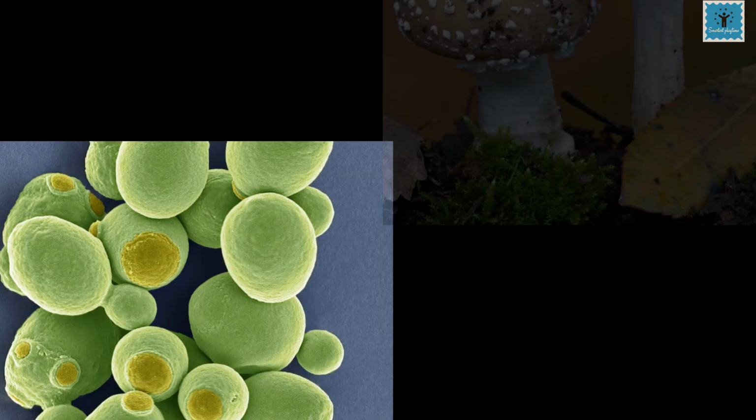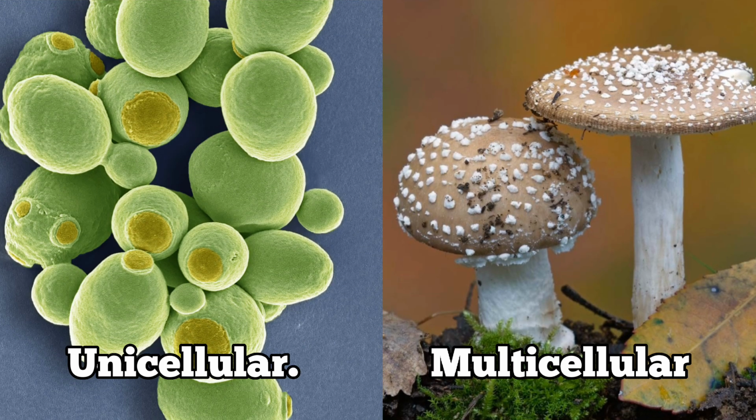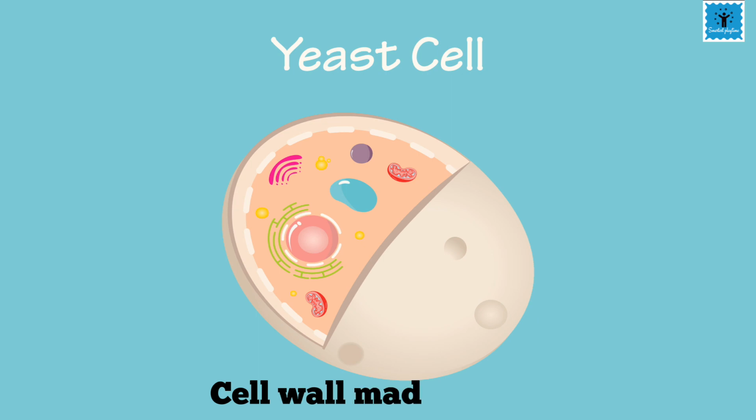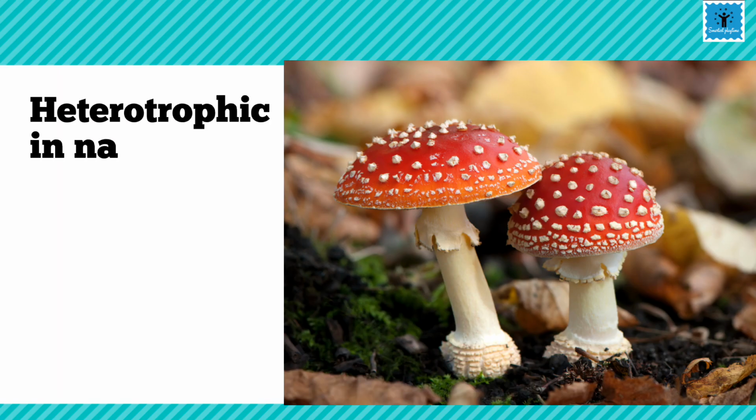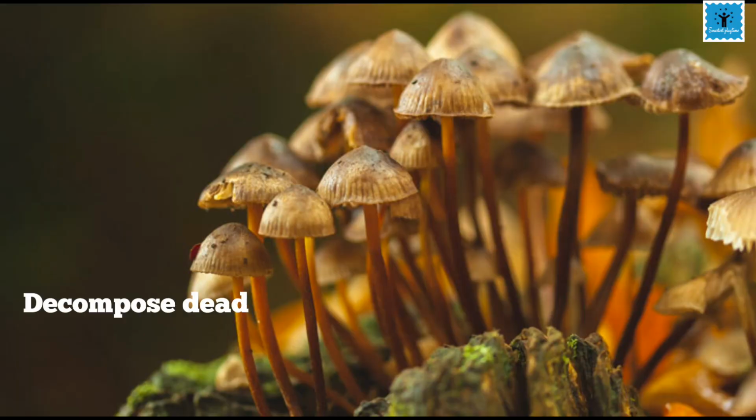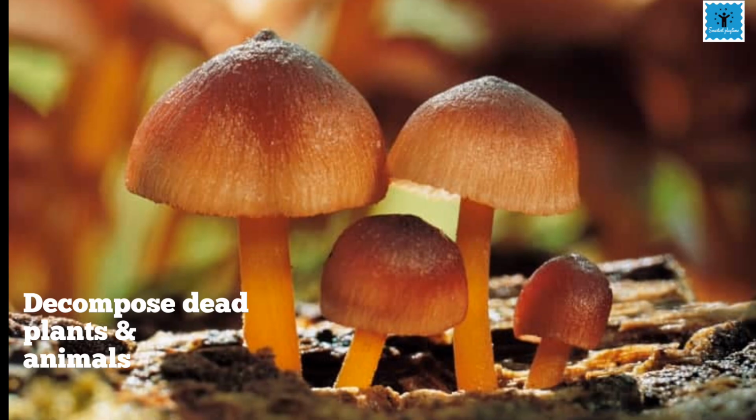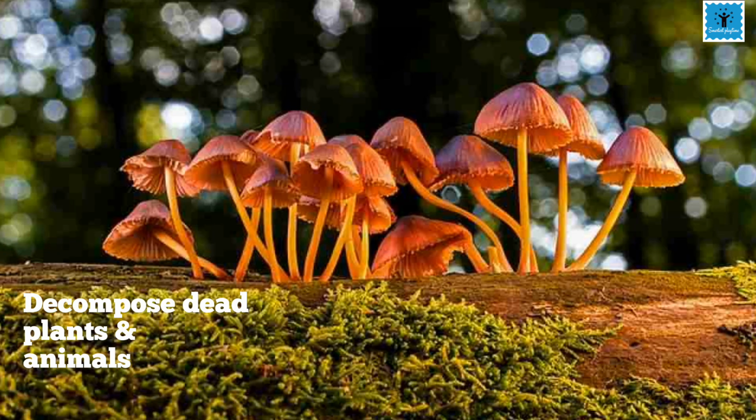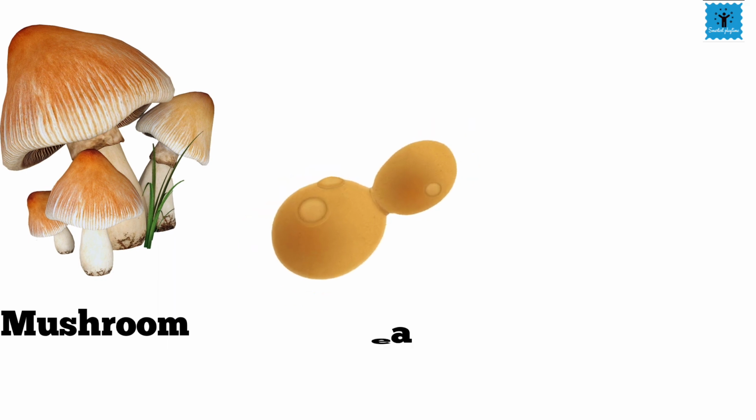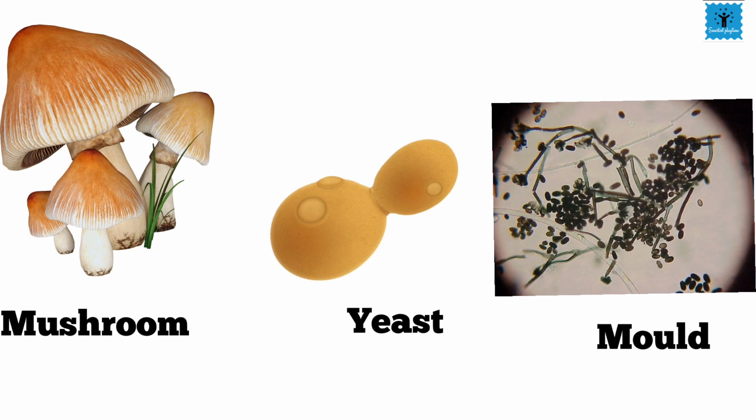Fungi can be unicellular or multicellular. They have walls which are made of chitin. They cannot make their own food and are heterotrophic in nature. They decompose the dead plants and animals and extract nutrients from them. Some of the primary forms of fungi are mushrooms, yeast, and mold.